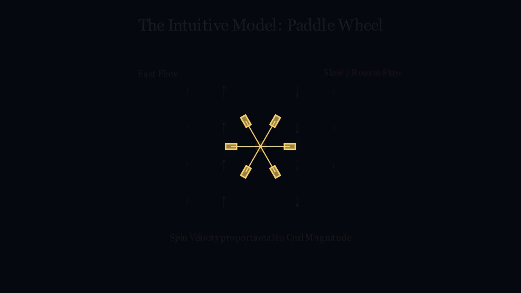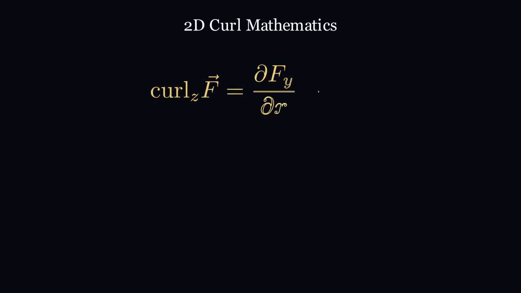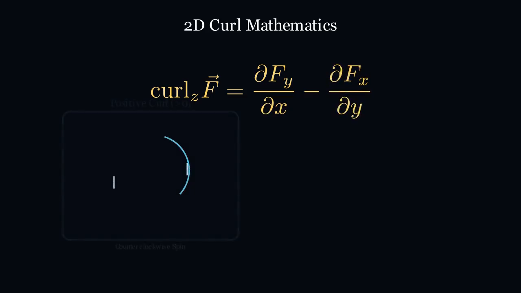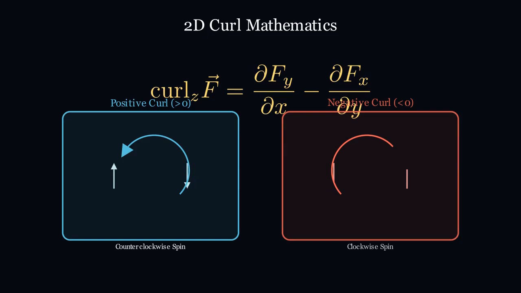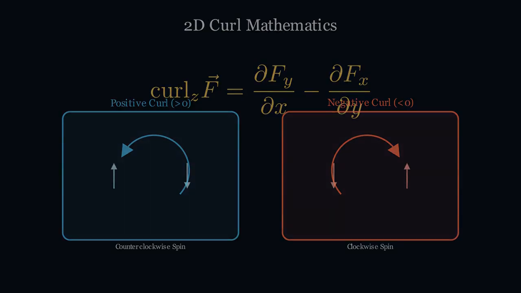In 2 dimensions, this rotational tendency is calculated by comparing how the vertical component of the field, Fy, changes as you move horizontally, and how the horizontal component, Fx, changes as you move vertically. This difference is written as del Fy by del x minus del Fx by del y. If this value is positive, our imaginary paddle wheel spins counterclockwise. If it is negative, it spins clockwise. In a magnetic field surrounding a wire, this shear gradient is perfectly balanced with the geometry of the distance from the wire, creating a continuous self-closing loop.